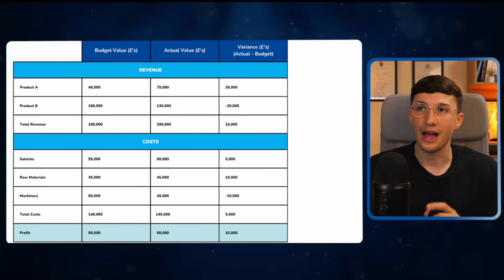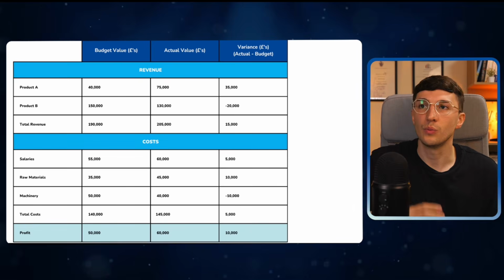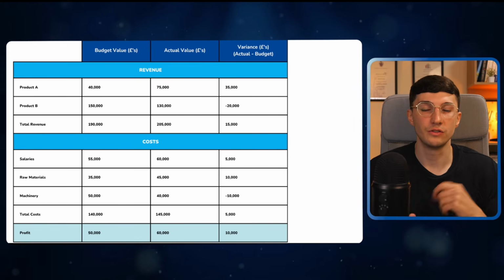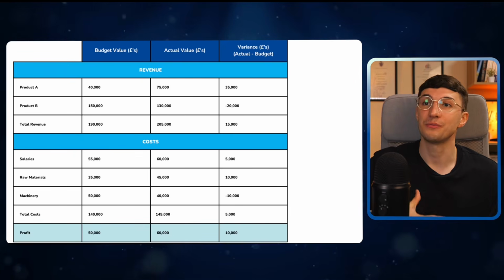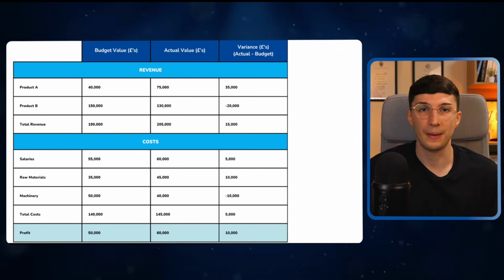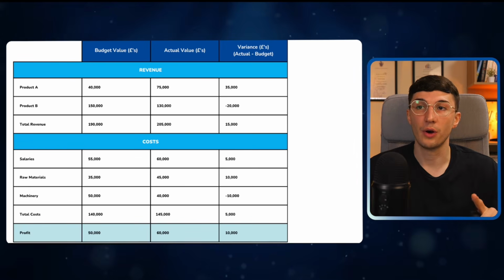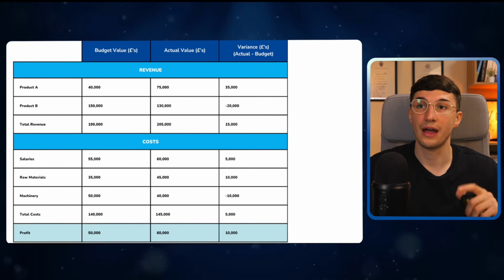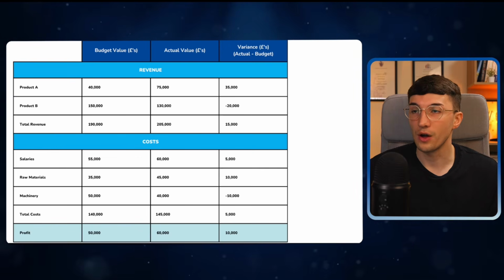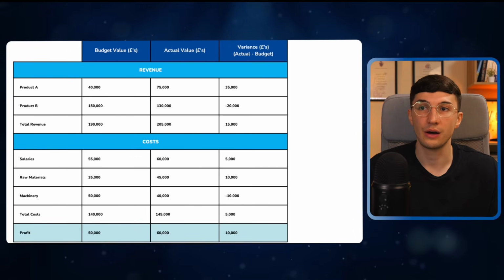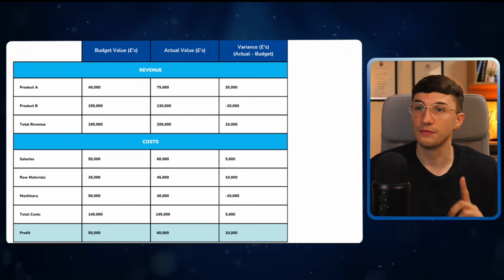So for product A, to do the variance analysis, we do your actual value minus the budgeted. So £75,000 minus £40,000 gives me a variance of £35,000. For product B, 130 minus 150,000 gives me a variance of minus £20,000. Same thing with total revenue, 205,000 minus 190,000 gives me a variance of 150,000.